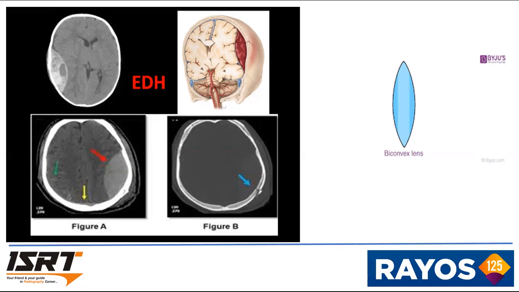The most important feature of EDH is that it won't cross sutures. That is why it has a definite lens shape. It won't cross the skull sutures because the dura mater is tightly attached to the skull. Extradural hematomas don't cross sutures normally. That's all about EDH.